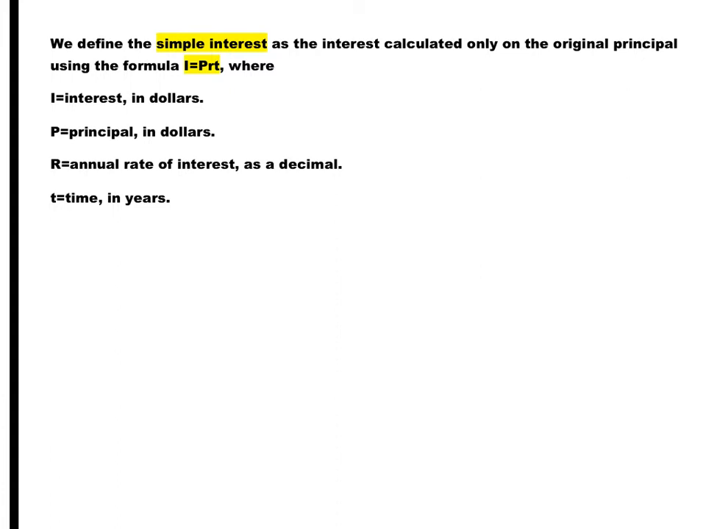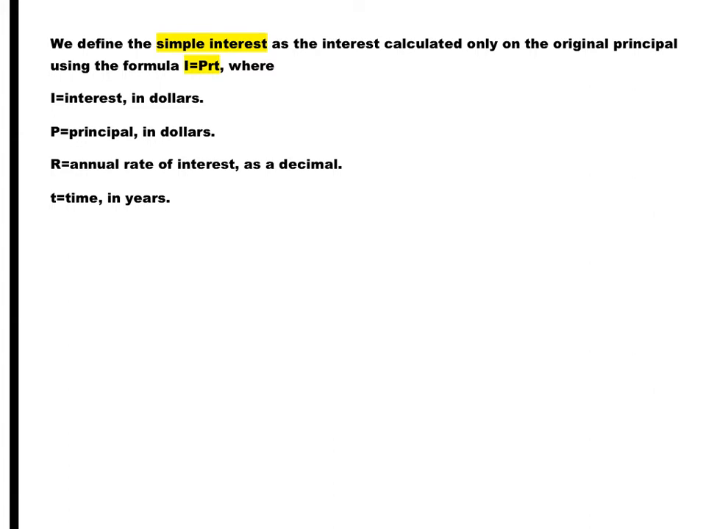Now there are two types of interest that we are going to deal with in this unit. One is called simple interest and the other one is compound interest. Simple interest, as the name stands for, is very simple. It's going to be the interest which is accumulated on your initial principal.